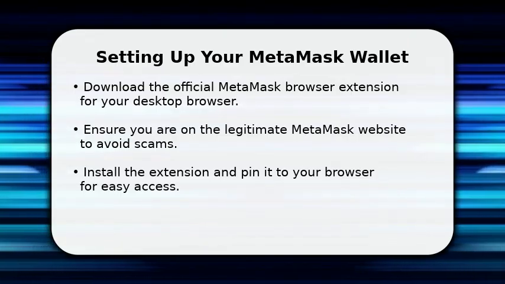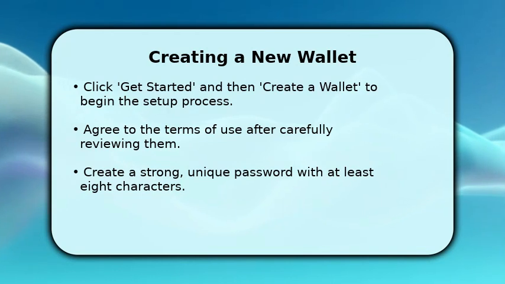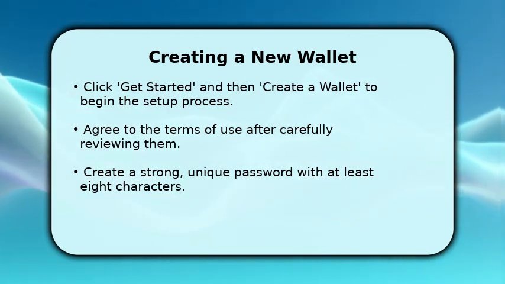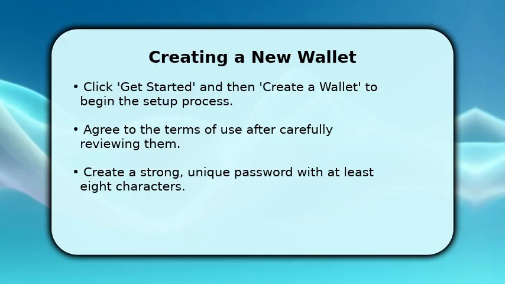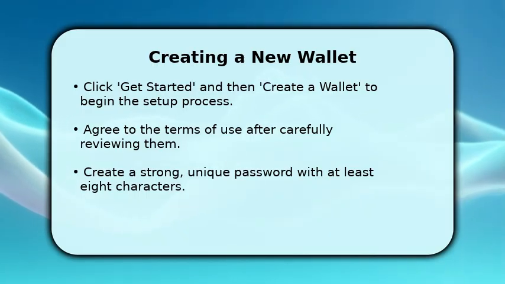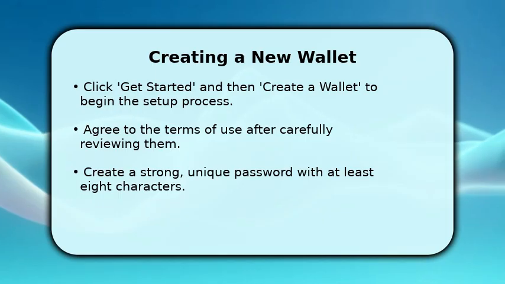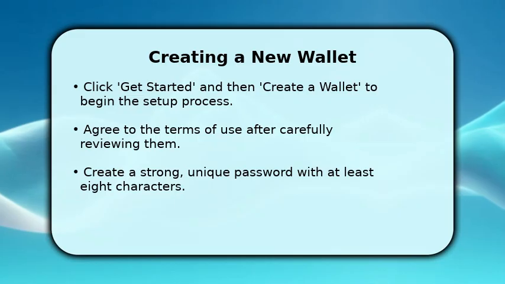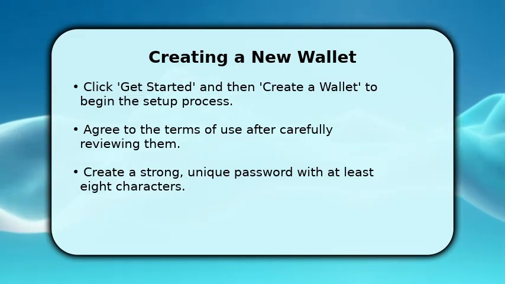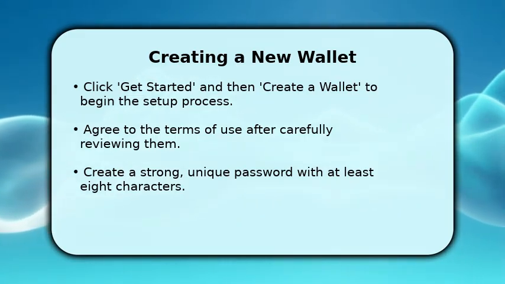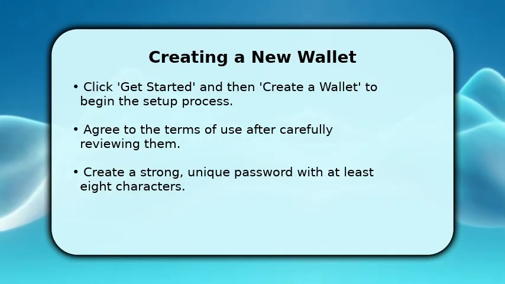to your wallet. After installing the extension, click on the MetaMask icon and select Get Started. If you are a new user, choose Create a Wallet. You will then be prompted to read and agree to the terms of use. Please review these thoroughly. Next, create a robust password that is at least 8 characters long, combining uppercase and lowercase letters, numbers, and symbols for maximum security.